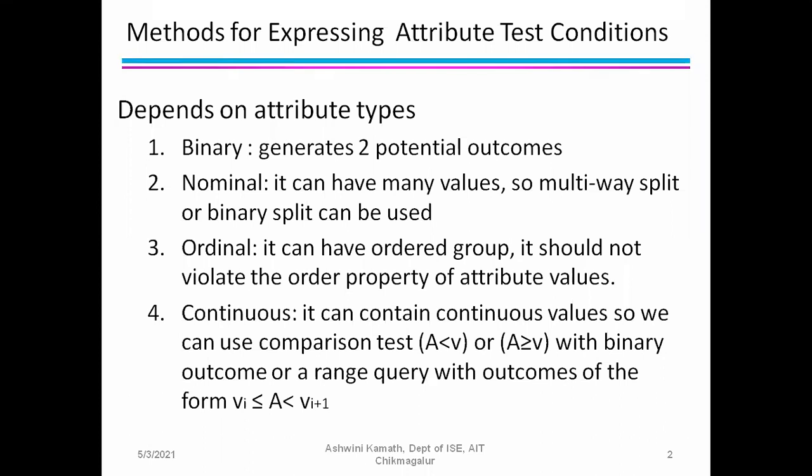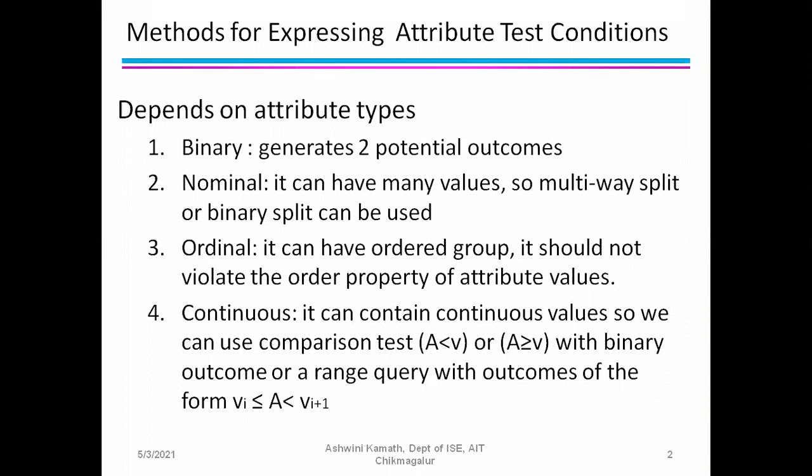For example, Vi is 1, for example, and Vi plus 1 is 10. So 1 to 10 values we can consider here. This is continuous value. When we have continuous values, we can use like this. So it's a range. Or if we want to obtain the binary outcome, we can use the comparison test like A less than V or A greater than or equal to V. That is attribute value less than the value V or attribute value greater than or equal to the value V. Okay. Ordinal, I told you, ordinal means it will be having ordered group.